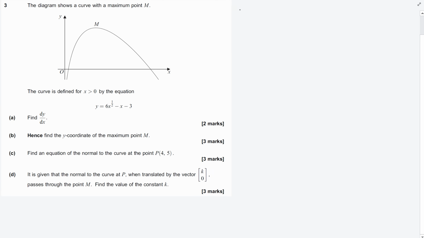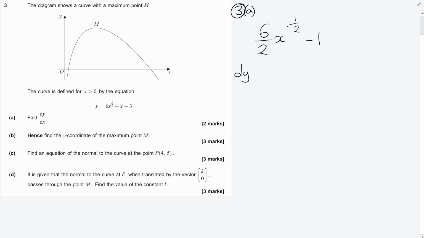Part A, 3a, is after dy by dx. So we're looking to differentiate the function. Differentiation is bring down the power, take one off the power. So we bring down the power, 6 over 2 x. Take 1 off a half, we get to the minus a half. Differentiating x just goes to 1, and differentiating a constant just disappears.